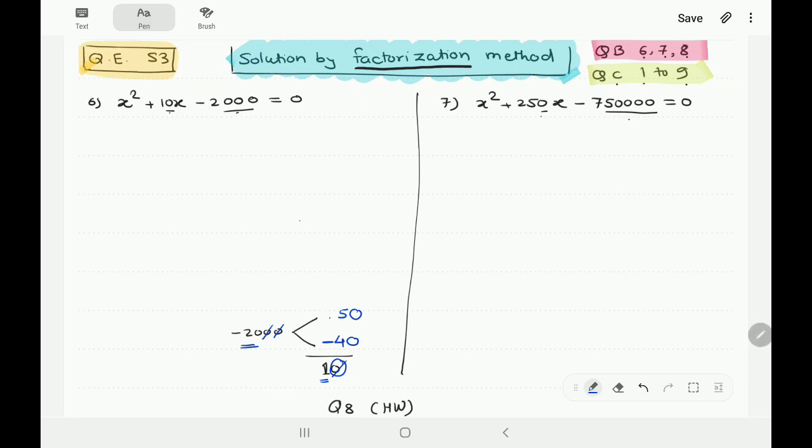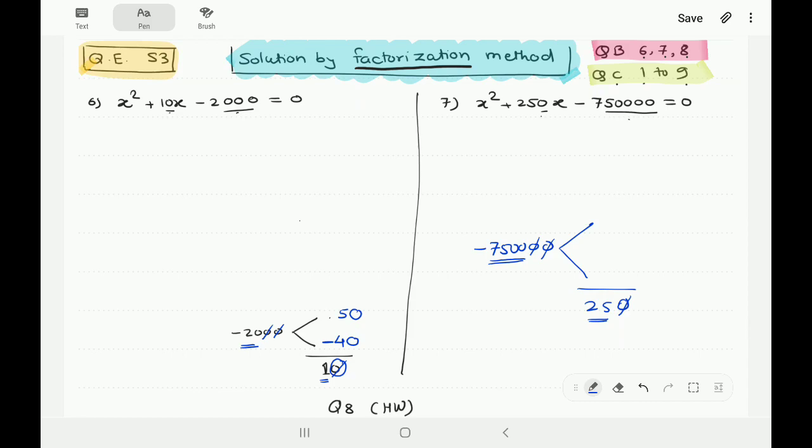Let us see for 7th question. How can we solve 7th one? It is minus 7, 5, 1, 2, 3, 4 zeros to split to get 250, positive 250. Now there is a 1 zero. We can avoid this 1 zero from here. So double of that means we can avoid 2 zeros from here. I need 7500 to factorize to get 25 as a sum or subtraction. In fact, here it is subtraction.